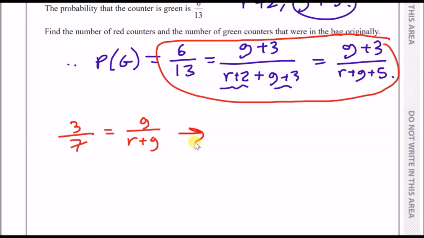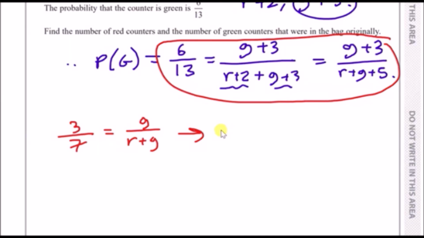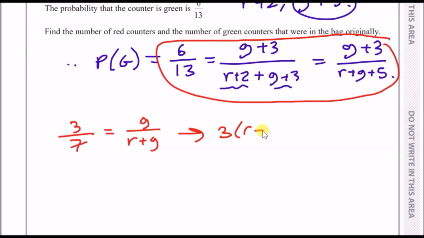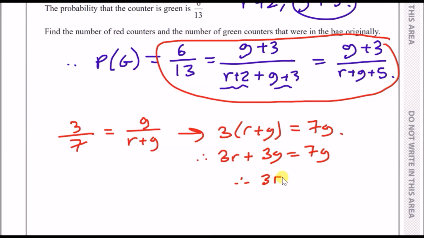And what we want to do here is clear the fraction. So let's multiply R plus G and 7 across. So what you're going to have is 3 times R plus G and 7 times G. So expanding the bracket, you should have 3R plus 3G equals 7G. And let's just move 3G to the other side, and then you're going to have 3R equals 4G. So what we've done is we've more or less simplified the equation, right?